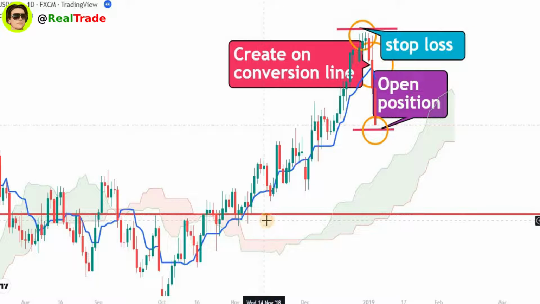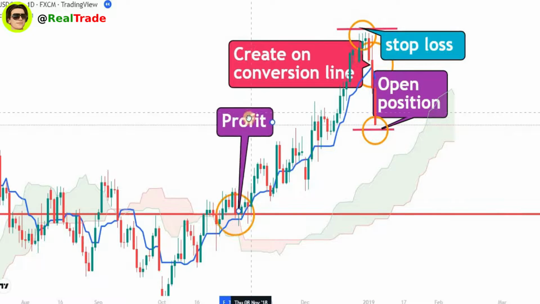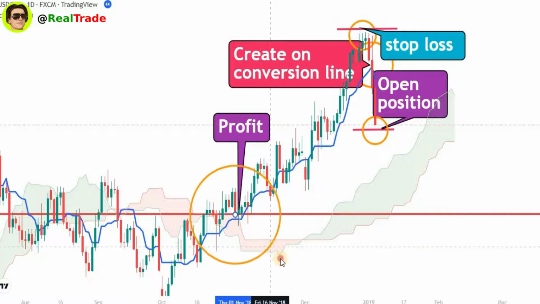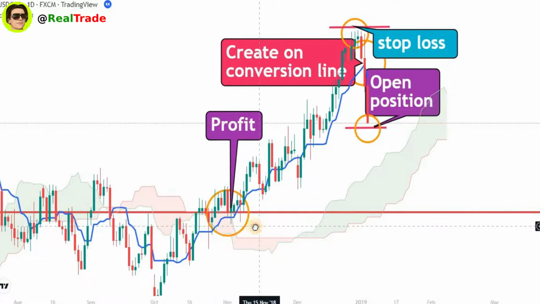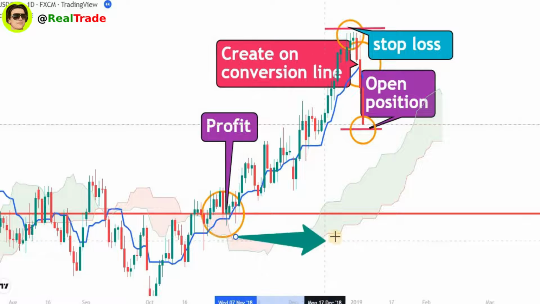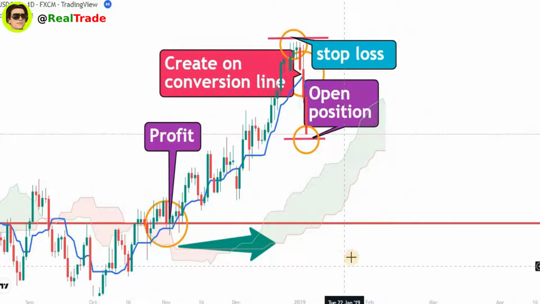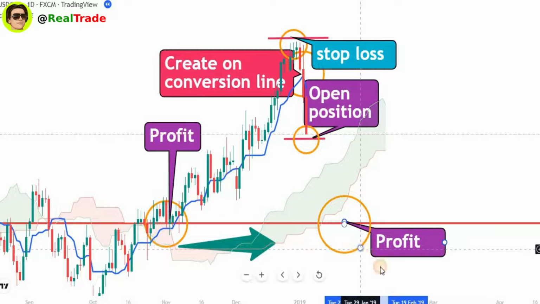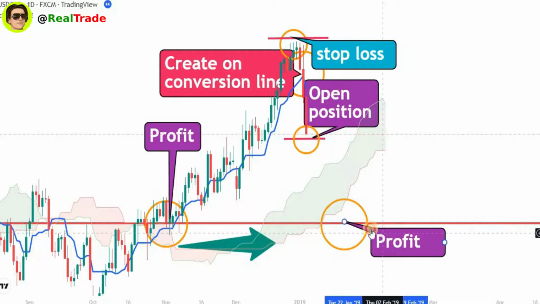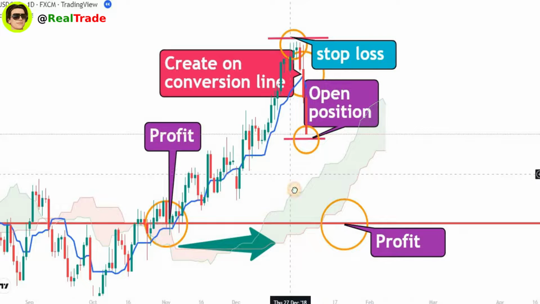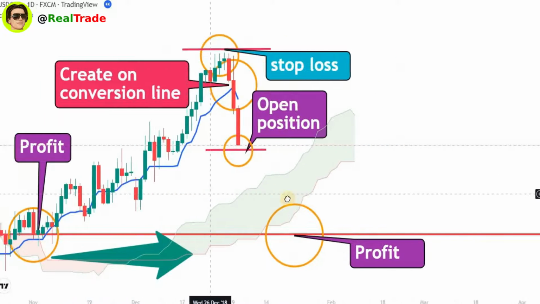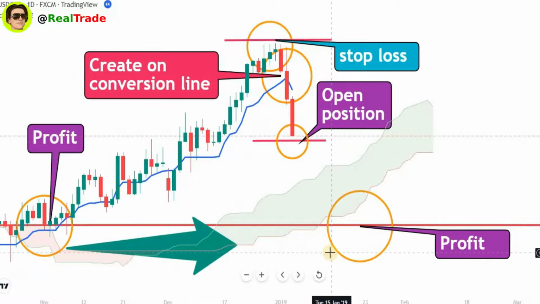Continue. This area is good. Yes, this area is profit. It is a good profit. Yes, continue. Look at the chart. I think this area is profit. The best profit is this area. Look at the mouse. Continue.